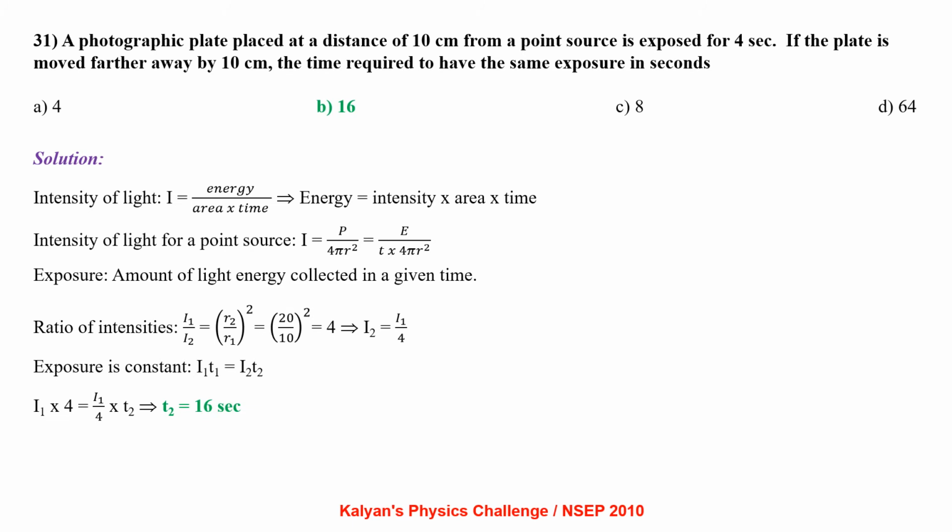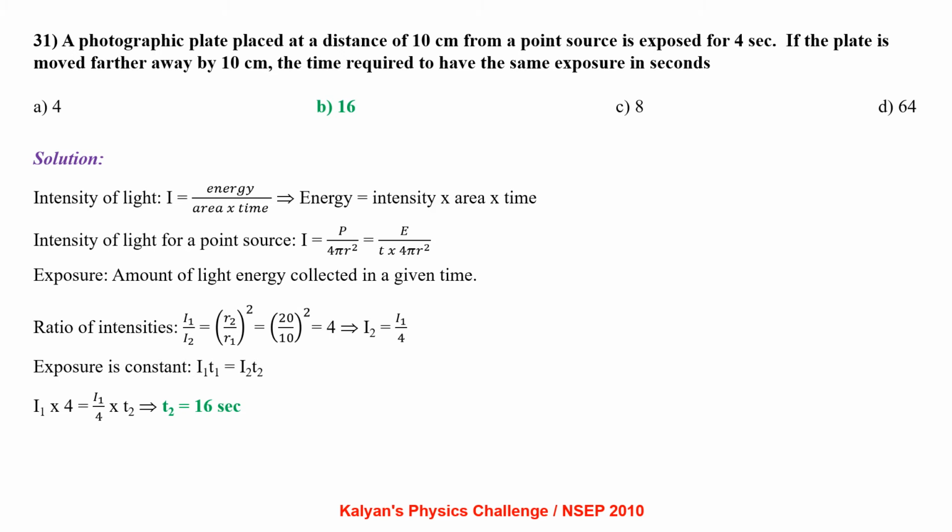A photographic plate placed at a distance 10 cm from a point source is exposed for 4 seconds. If the plate is moved farther away by 10 cm, the time required to have the same exposure, in seconds, would be. Intensity of light I equals energy by area times time, that is, energy equals intensity times area times time. Intensity of light for a point source, I equals power by area. A point source creates a spherical wavefront, so area will be 4 pi r square. So intensity I equals energy by time times 4 pi r square. Exposure is defined as the amount of light energy collected in a given time.